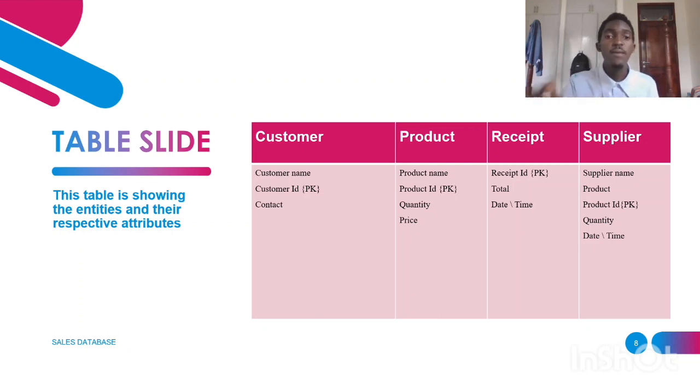So as you can see, the customer entity has attributes like customer name, where you put in the name of the customer. So this could be the customers who have been accessing and buying products from your database. Then you have customer ID, which is the primary key specifically in this kind of table.